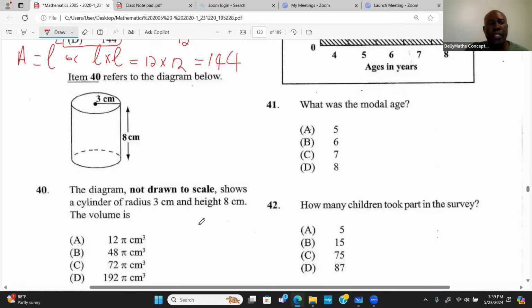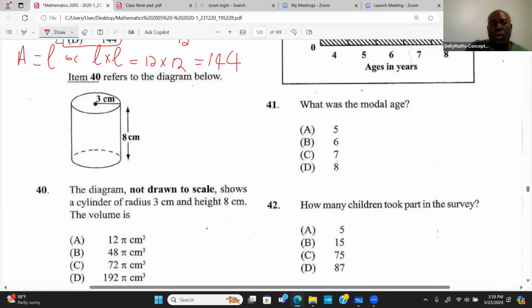Number 40. Item 40 refers to the diagram below. We're looking at a cylinder with a radius of 3 and a height of 8. The question says the diagram, not drawn to scale, shows a cylinder of radius 3 and height 8 cm.